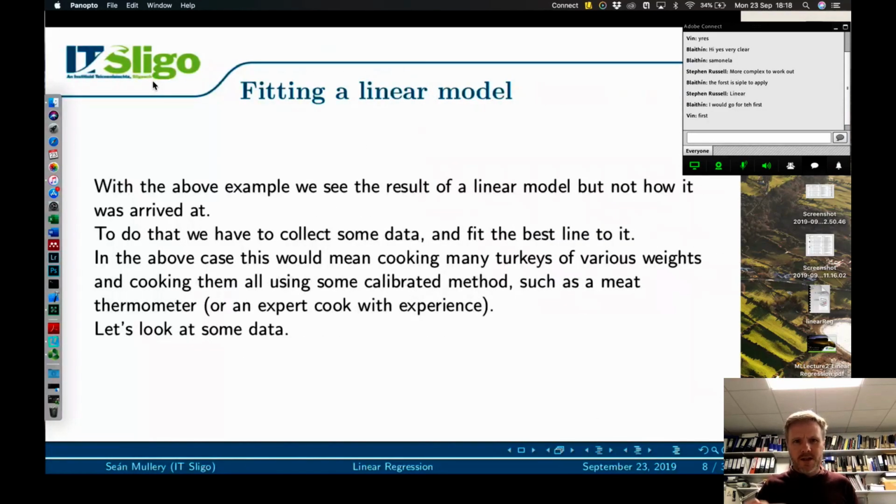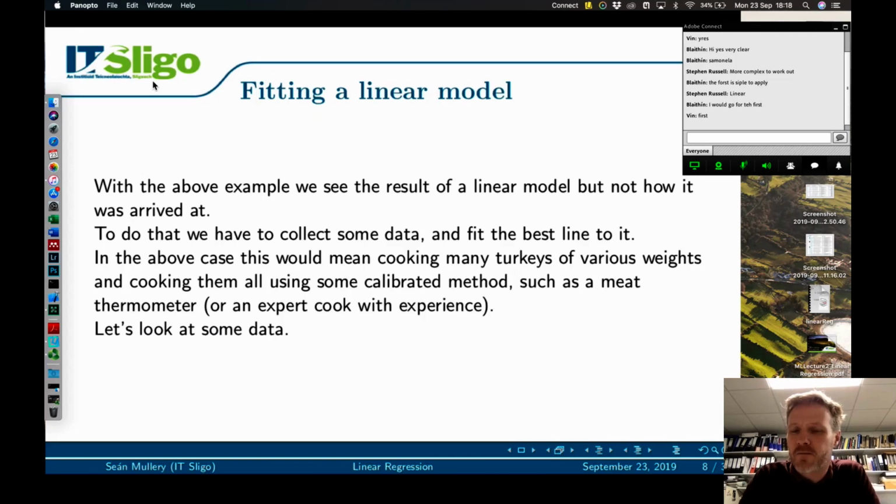So the question is then, how did they come up with this in the first place? With the above example, we see the result of a linear model, but how was it arrived at? To do that, we have to collect some data and fit the best line to it. In the above case, this would mean cooking many turkeys of various weights and cooking them all using some calibrated method. We'd have to calibrate it to something else. That might be a meat thermometer, but likely when this was originally come up with, meat thermometers were not in existence. They would have had thermometers, but it would have been much harder to push that into the centre of the turkey.